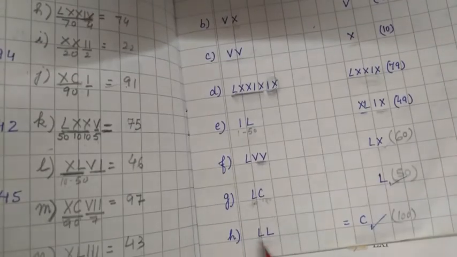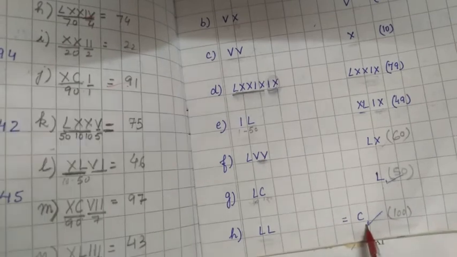Now 2L, again it cannot be repeated. So 50 plus 50, 100. This is the correct symbol of 100.